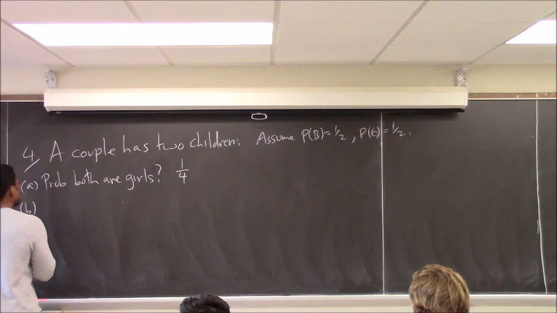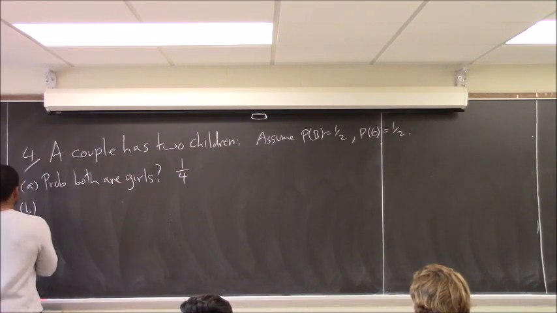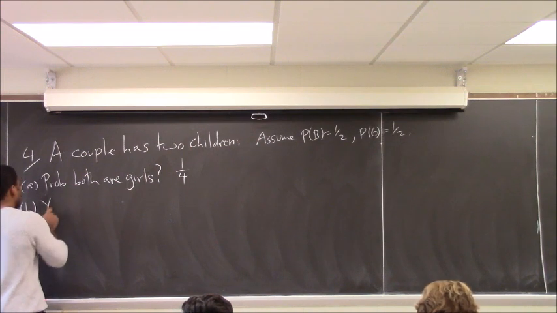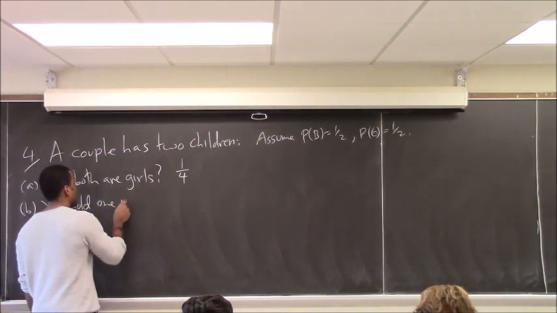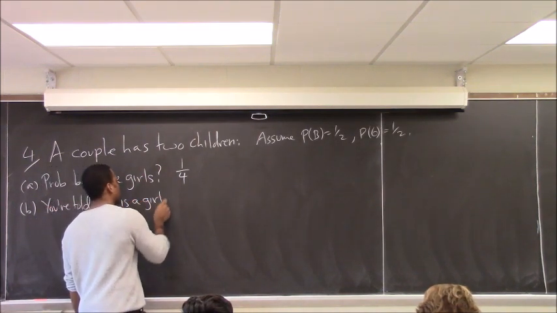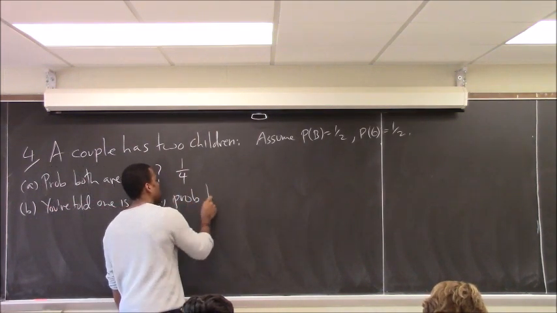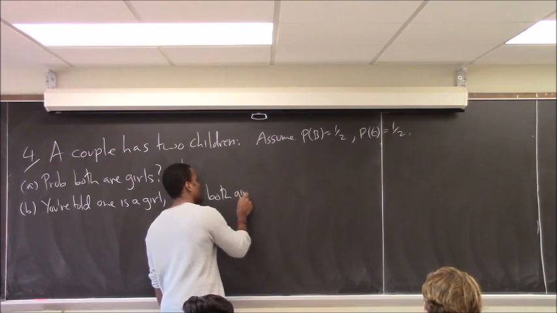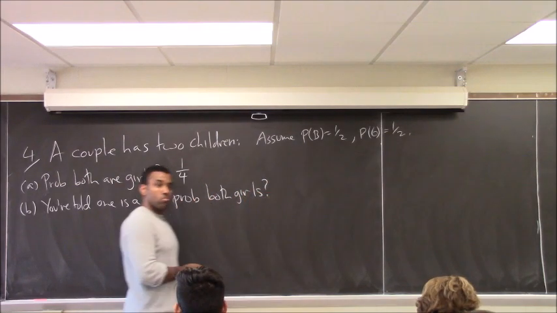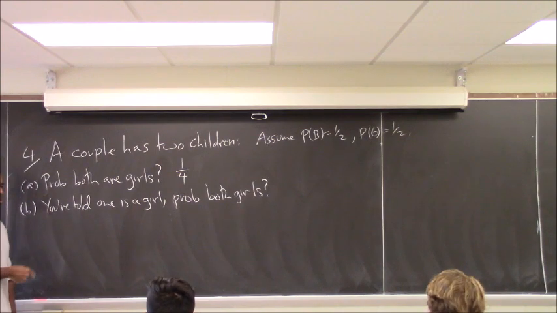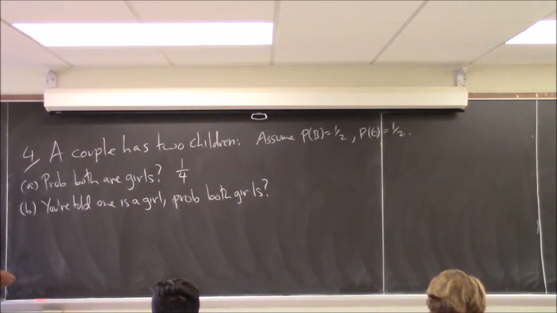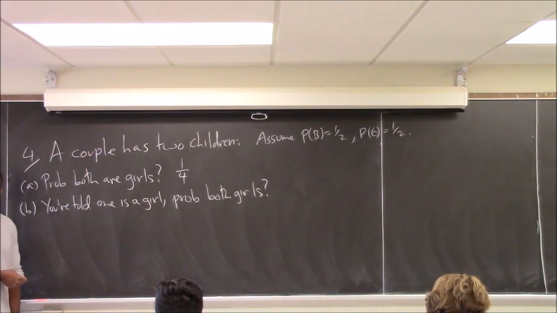Okay, so here is the second situation. You're told one is a girl. What is the probability they're both girls? The probability if you have 2 girls is 1/4. I tell you that one of them is a girl. What's the probability that both of them are girls?